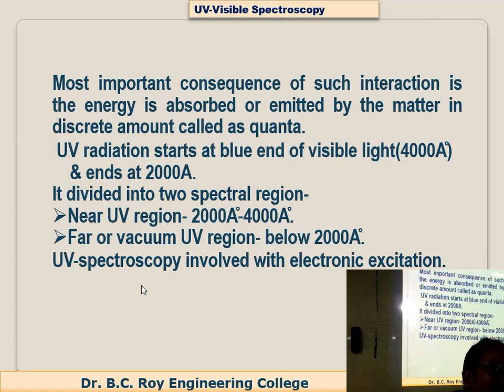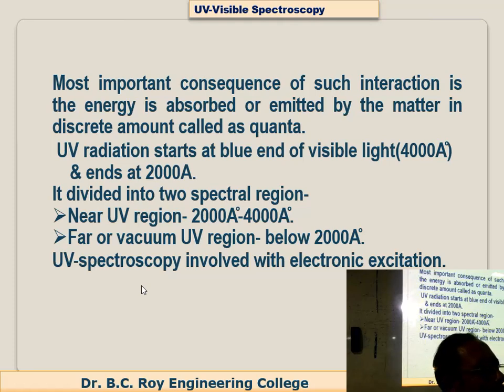So what are the possible transitions? n to sigma star and sigma to sigma star. There is no other possibility. This transition happens in the ultraviolet region, and ultraviolet is not visible. That's why it is colorless. You cannot see ultraviolet change or absorption. Our naked eye cannot see the ultraviolet absorption. That's why you can see water is colorless.